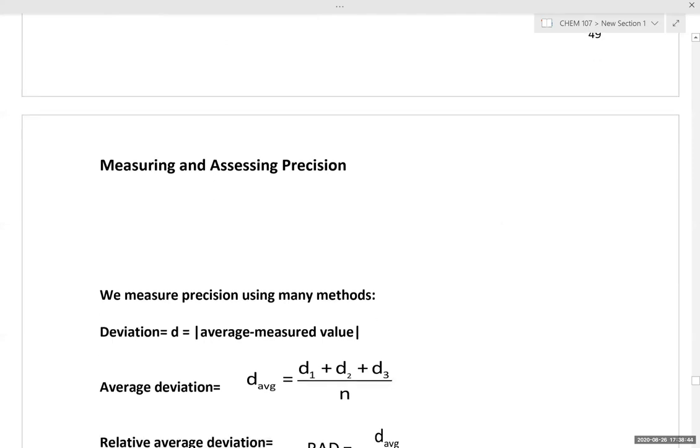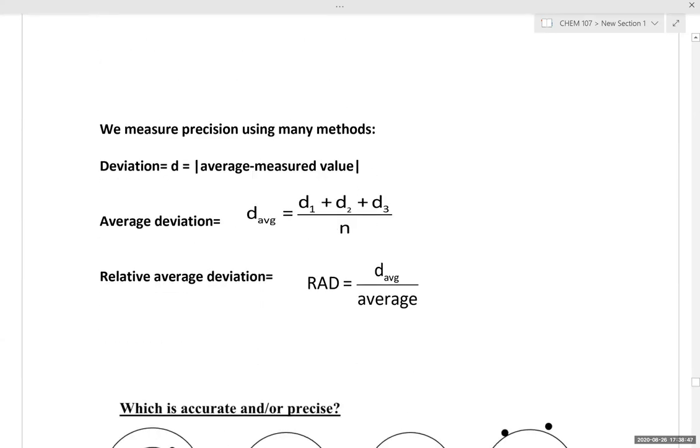So there are a few ways that we measure and assess precision. The first of which is deviation, where we take the average minus the measured value. We can calculate the average deviation and the relative average deviation. We'll focus more on these calculations when they come up in your laboratory report. The main thing I want to impress on you is that there are methods to quantify and clearly indicate precision and accuracy for a data set. And we'll focus on these calculations more as they come up in the laboratory.